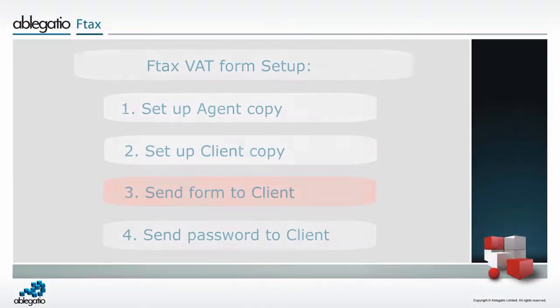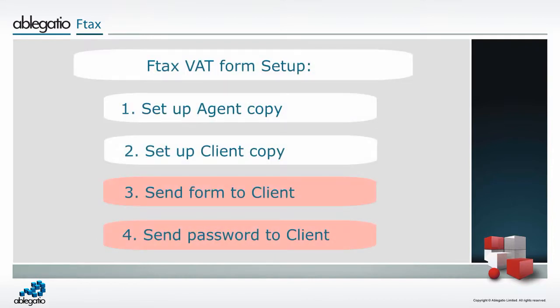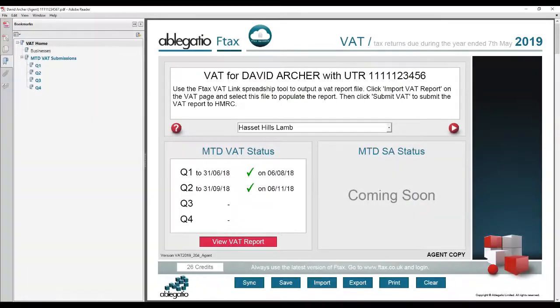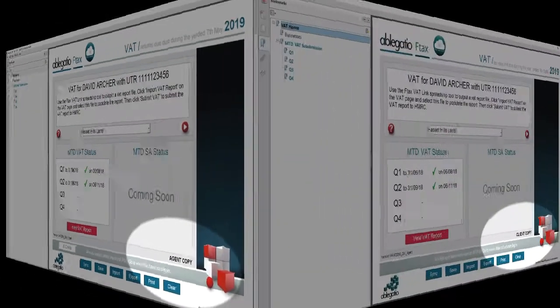Both the client copy of the F-Tax VAT form and the VAT form password now need to be passed to your client. Different means must be used for each. For example, you can phone the password to your client and email the form. Once your client has opened the form and entered their password, both you and they will be able to view the same data, you on your copy and they on theirs.